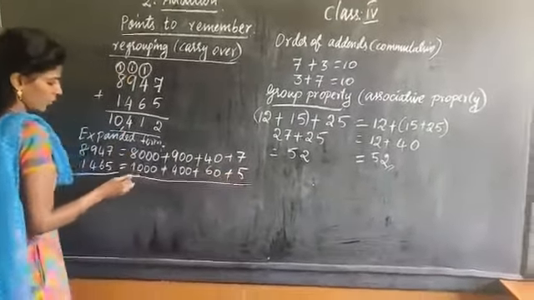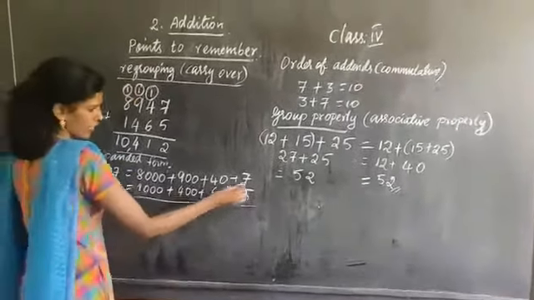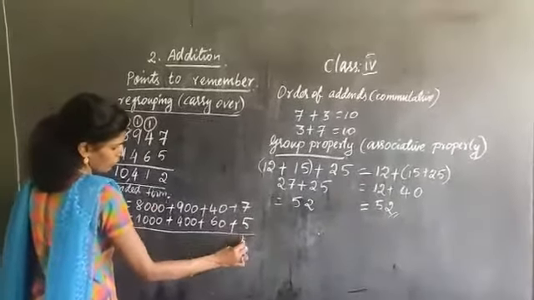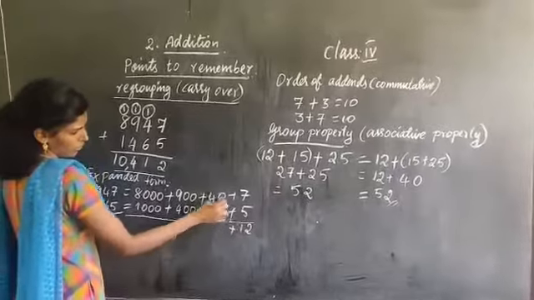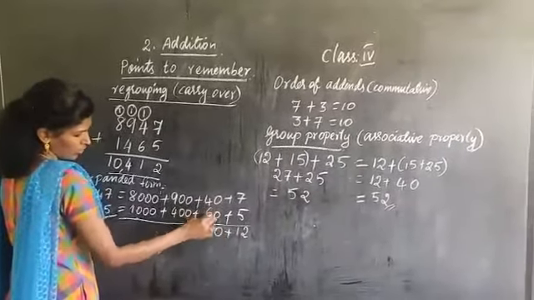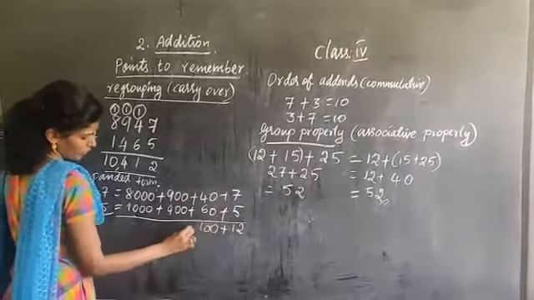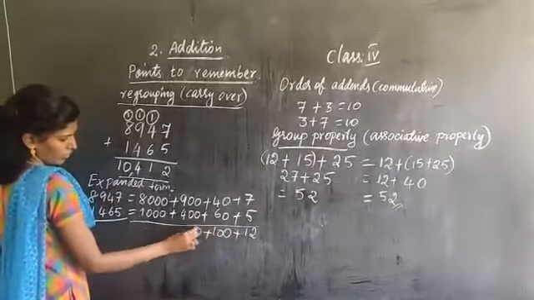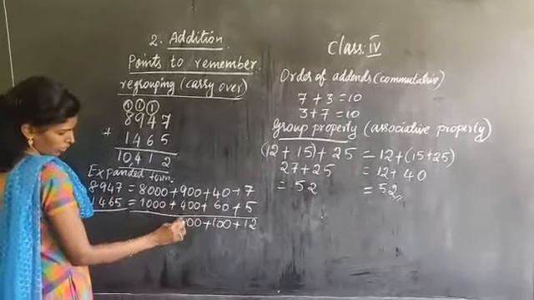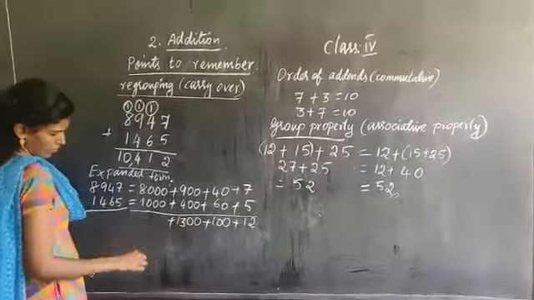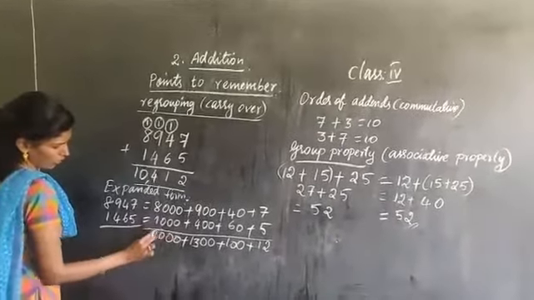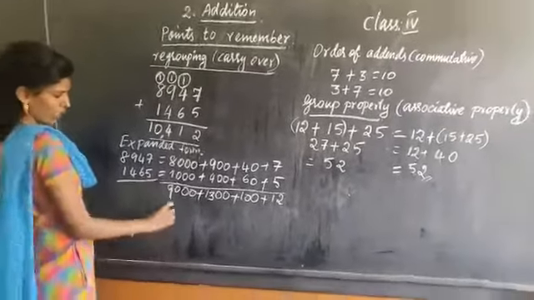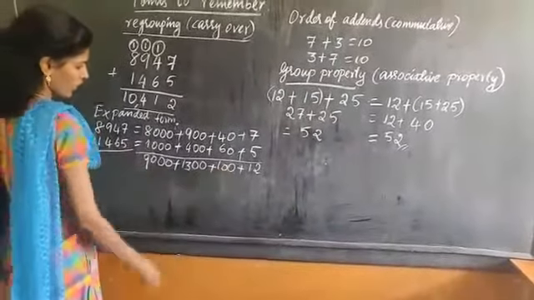So we have written in expanded form, now we are adding. 7 plus 5, 12. Plus here 0, 6 plus 4, 10. Again here 0, 0, 9 plus 4, 13. Plus here 0, 0, 0, 9. So we have got 9000, 1300, 100 and 12.